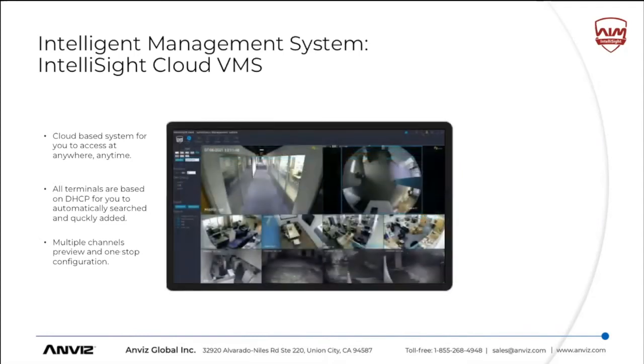We provide different types of multiple-channel preview. You can choose 1, 4, 16, 32, or different kinds of layouts, so you can put all important monitoring areas into your favorite layout. And from the preview image, you can directly set up the parameters for the cameras. You don't need to skip out to a web server and go back. No need, just on IntelliSight, you can realize it.